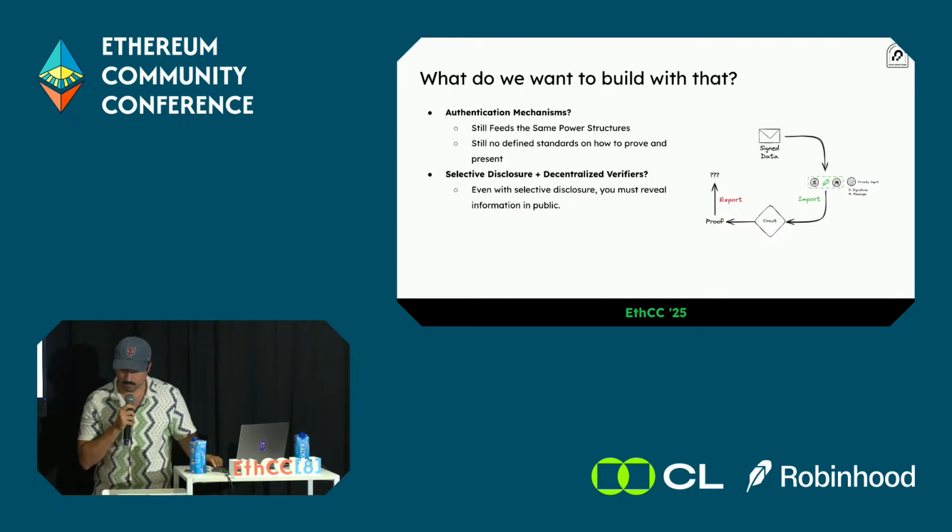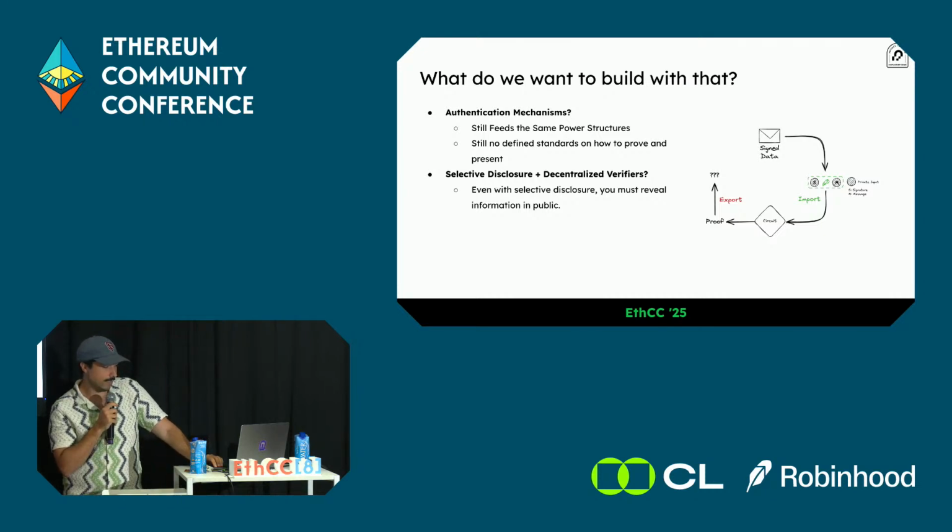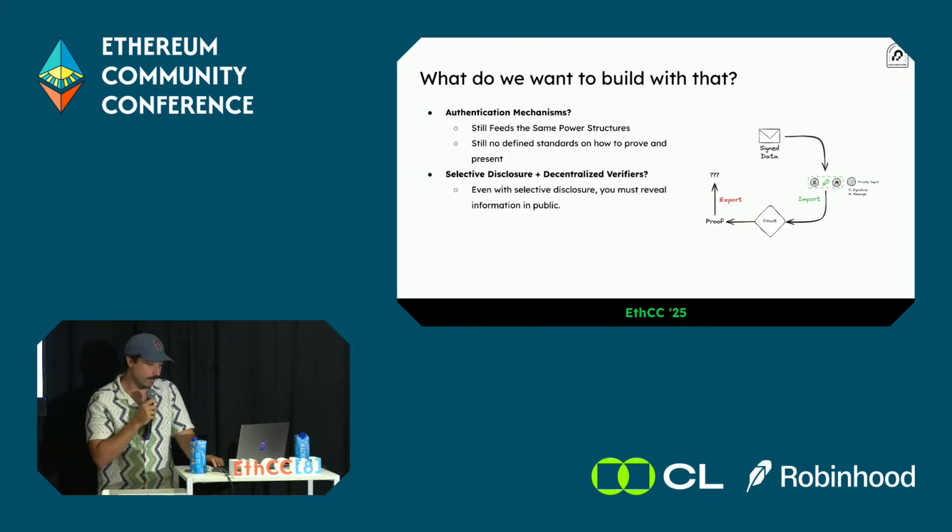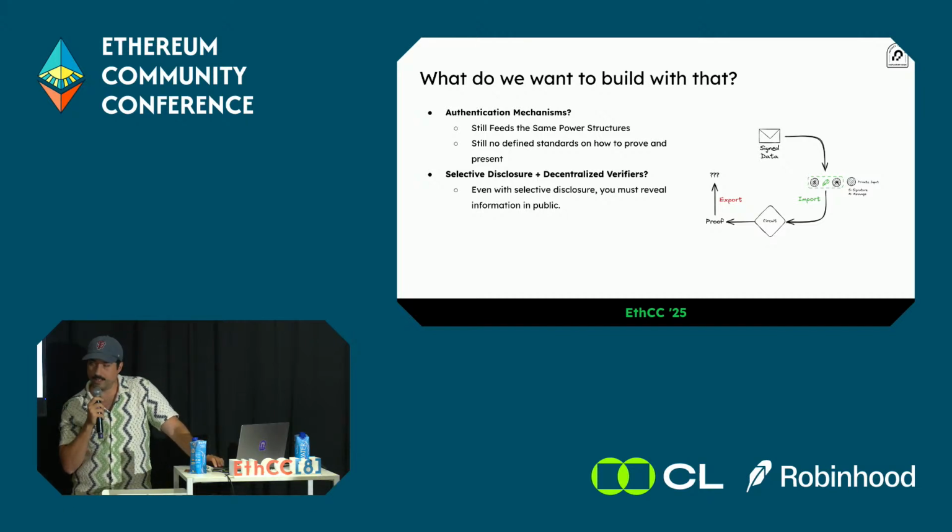Another thing we can do with this type of credential is selective disclosure and decentralized verifiers. We can send these proofs to the chain and verify some statement about them. This still lacks privacy because even with selective disclosure, you still have to disclose some information. If you're more than 18, you have to say to the public network that you're more than 18, and your proof will be linked to your address.